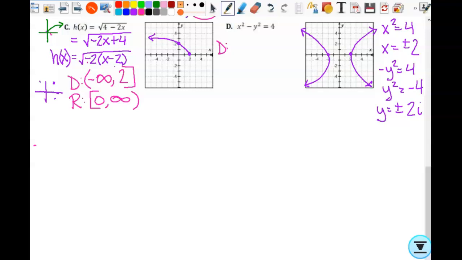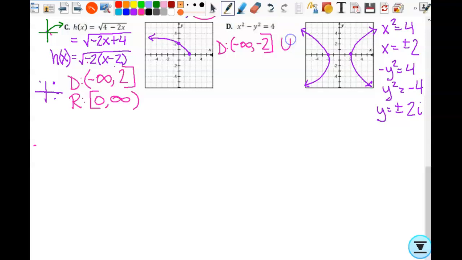Way out here at negative infinity, never include it. I go until I get to negative 2. Do I include that? Yes, because that is an x value that's plotted on my graph. And then I have to start over, so what do I have to write next?